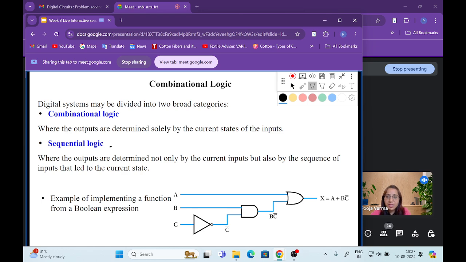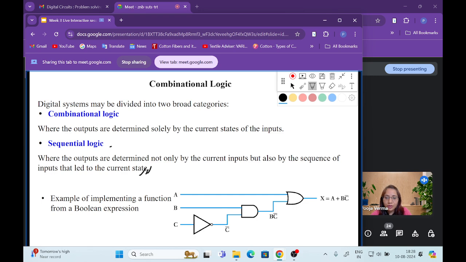So what is combinational logic? Where the outputs are determined solely by the current state of the input. Whatever is currently given, the output depends on that only. But in a sequential circuit, the outputs are determined not only by the current input but also by the previous inputs, because there is a feedback combination in sequential logic. We will see sequential circuits or sequential logic later.